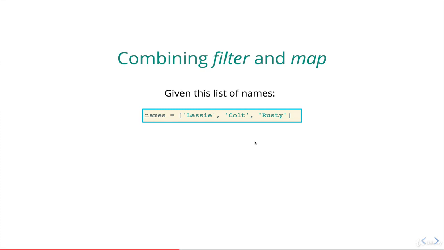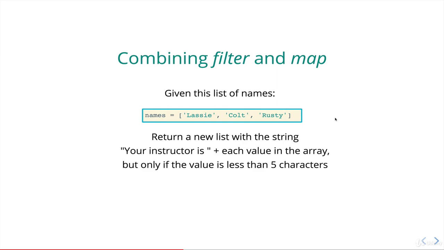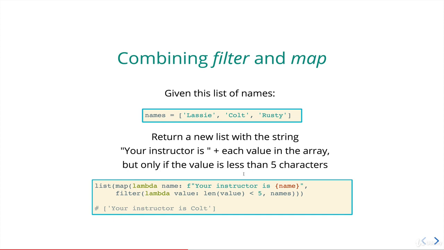Next, I'm going to show how we can combine filter and map. So here's a list of names, Lassie, Colt, and Rusty. And suppose we wanted to make a new list with the string, your instructor is, plus Lassie and Colt and Rusty. So your instructor is Lassie, your instructor is Colt, but only if the value is less than 5 characters. This is what that would look like.